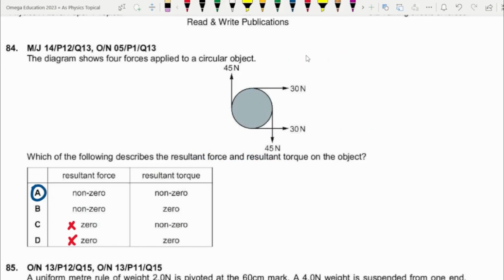And one of the possible ways by which you would not be having any moment is if they had not given you this 45 Newton force downward, rather this force is over here, 45 Newton, but in this direction.